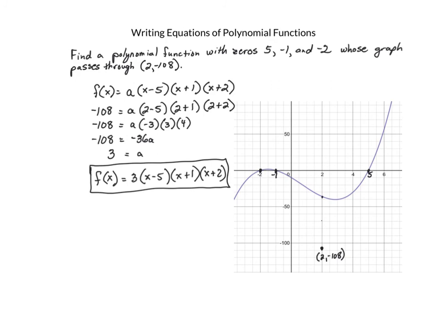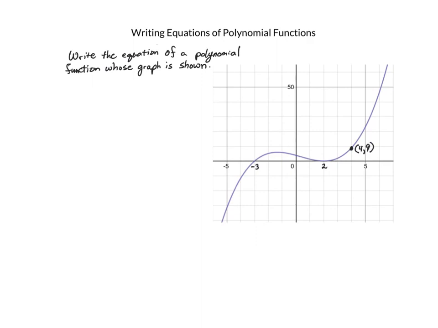Let's do one last problem. Let's write the equation of a polynomial function whose graph is shown. Well, remember, we need to start with those zeros. They didn't specifically say what the zeros are, but we can look at our graph and tell. The zeros are -3 and 2.